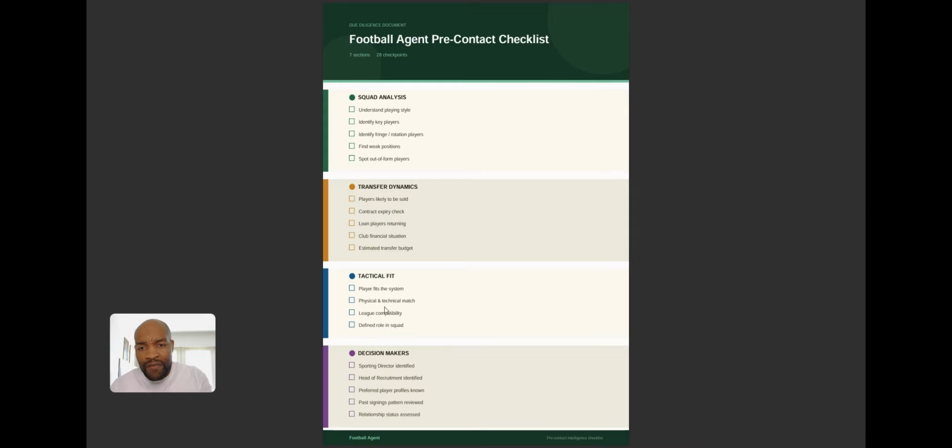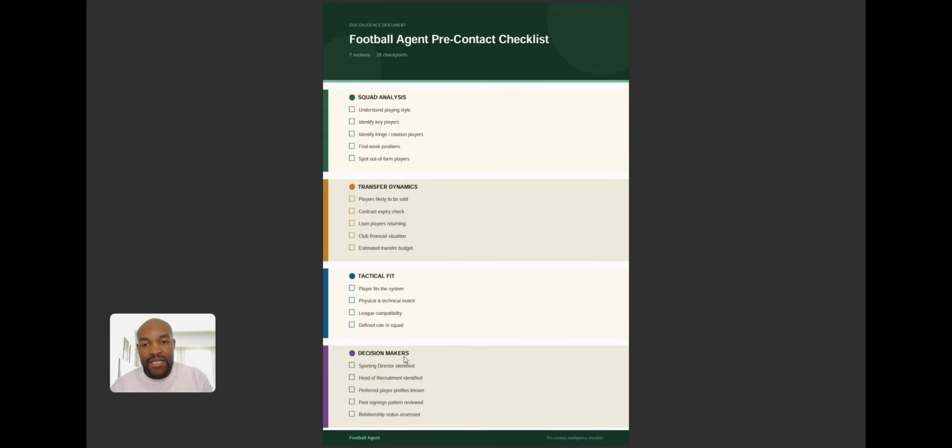Then physical and technical match. What kind of players do they need? Do they need physical players who are technically good? You have to analyze all these things, and then league compatibility. Does the league you want to take the player to suit him? You have to analyze that, and also define his role in the squad. Can he be a main player? Because if you're selling a player who is coming in as a backup, it's always hard. But when you have analyzed everything and discover that your player can be a main starter in that team, most likely the club will want to push for a transfer there.